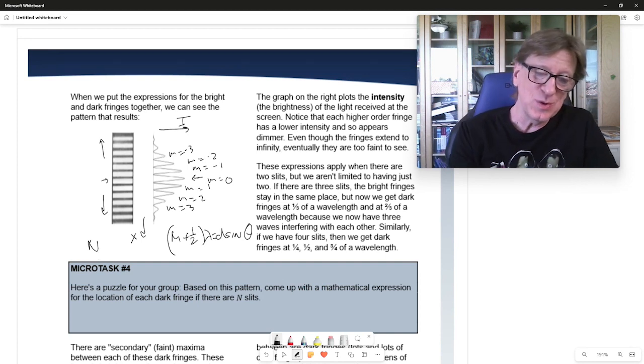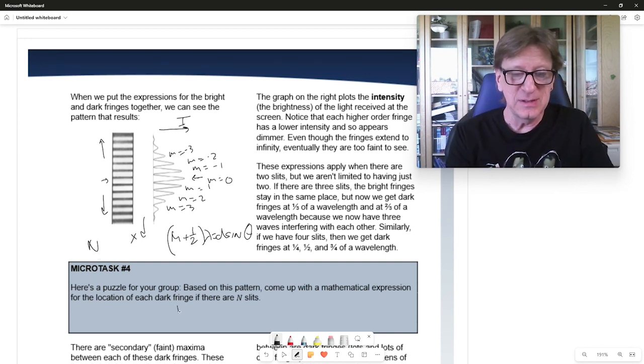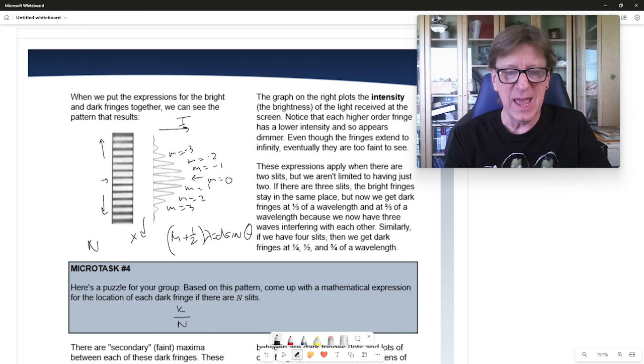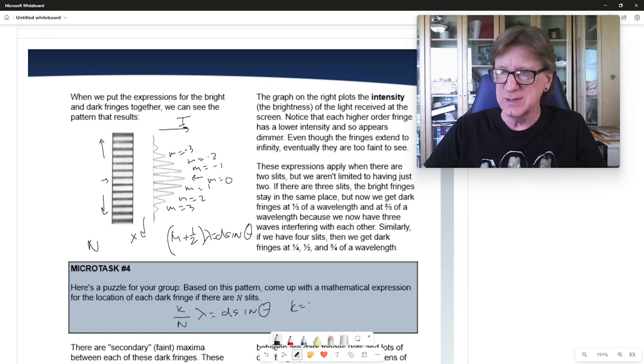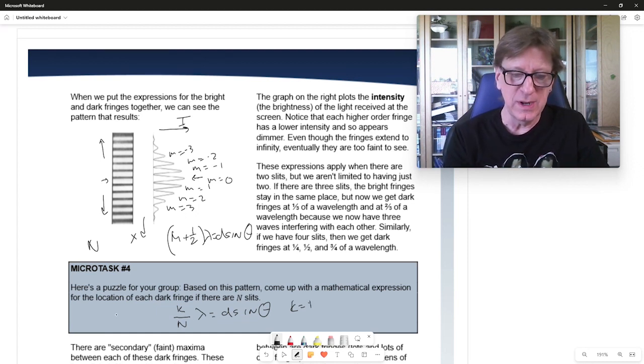Okay, so one possibility might be to say, and I'm going to use k instead of m just so that we don't get confused between which is which, if I have (k/n) lambda = d sin theta. That kind of works if we think about it. So if k equals 0, that doesn't work, does it? Because that's going to give us a bright fringe, right? So let's start with k equals 1. And again, we're going to test it for n equals 2.